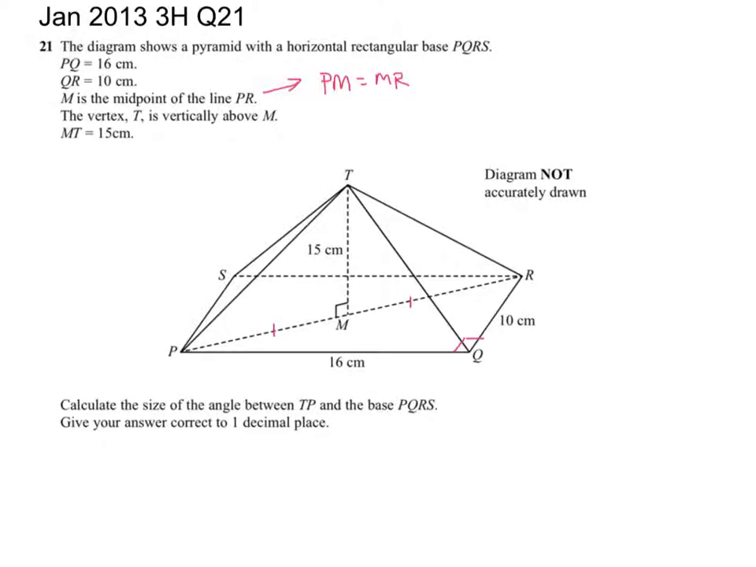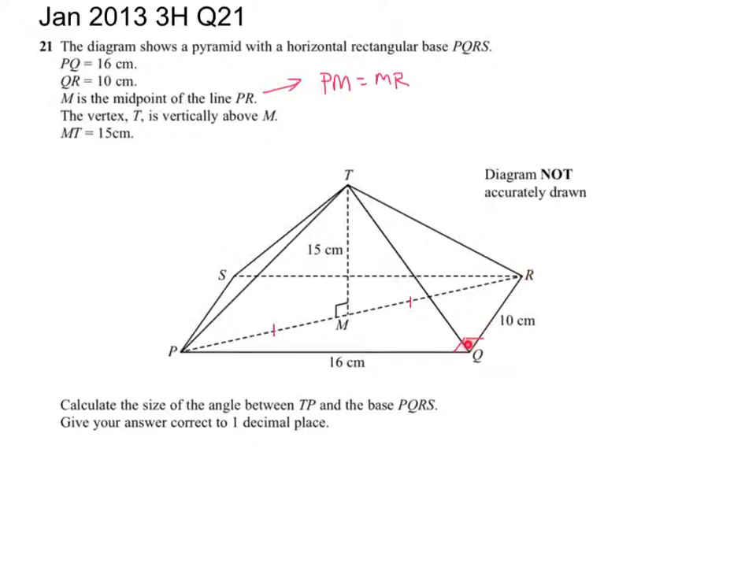So as always, the first thing with these longer geometry questions is to read it carefully and make sure all of my information is on my diagram. The diagram shows a pyramid with a rectangular base PQRS. PQ is 16, that's on the diagram, QR is 10.